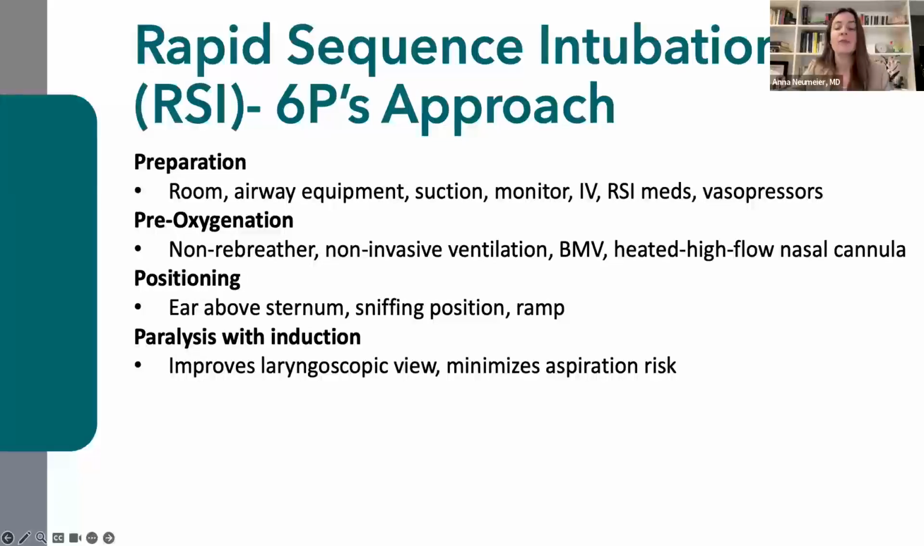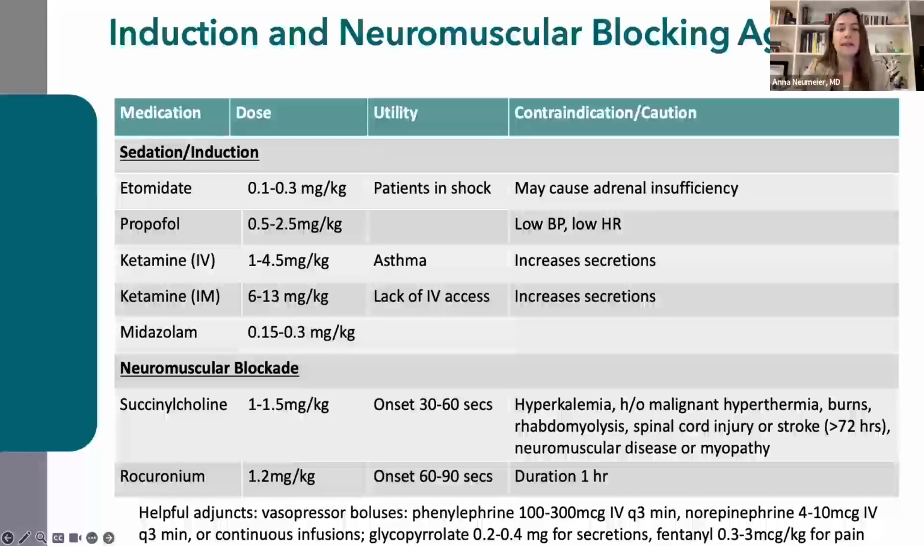The fourth P involves use of a paralytic, better referred to as a neuromuscular blocking agent, along with an induction agent, as this will improve your laryngoscopic view and first pass success, as well as minimize aspiration risk. This is a table that summarizes the commonly used medications for induction and neuromuscular blockade. When you select your sedation agent for induction, as well as your neuromuscular blocking agent, it is important to remember the dose, potential clinical uses or utilities, and most importantly, the contraindications.